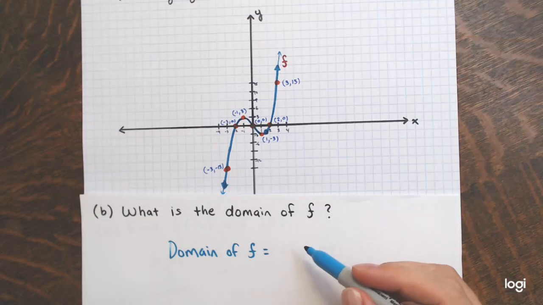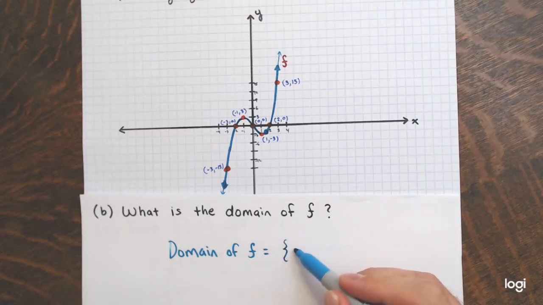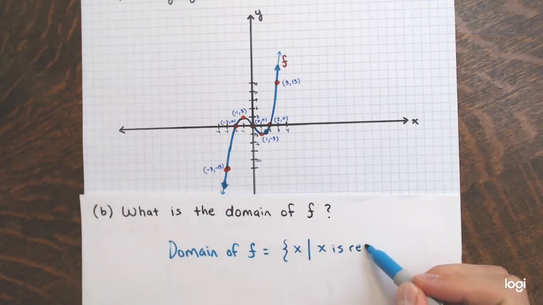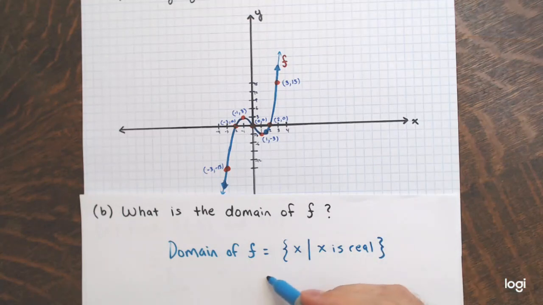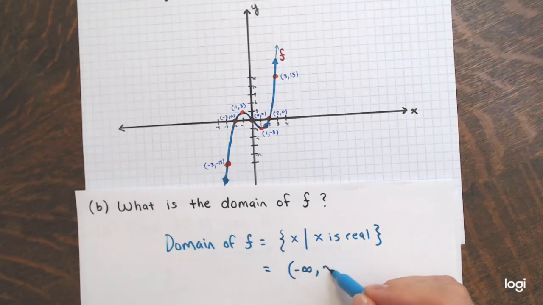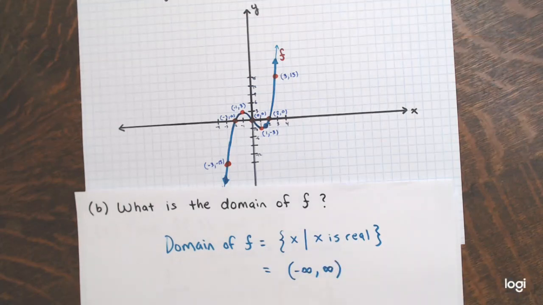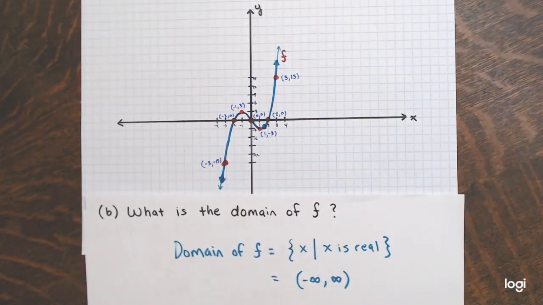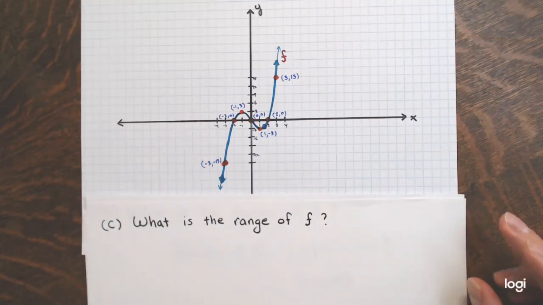So again, the domain is all real numbers, so you can write it again this way. All x's, it's any value on the x-axis as long as x is real, which is just any number on the x-axis. Or if you write it in interval notation, it's the interval from -infinity to +infinity with the parentheses on those, indicating every single value on the x-axis is in the domain of this function called f. Okay, and then part C, same as previous example. What is the range of f?